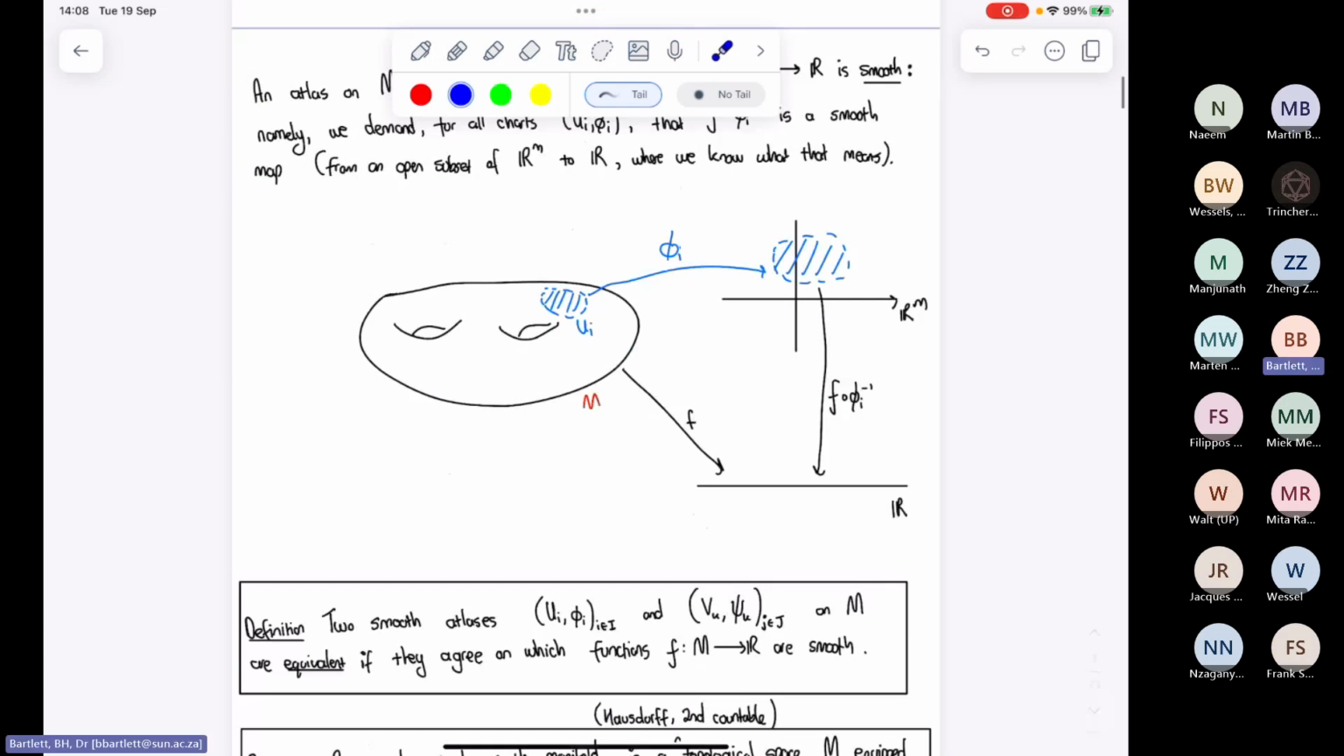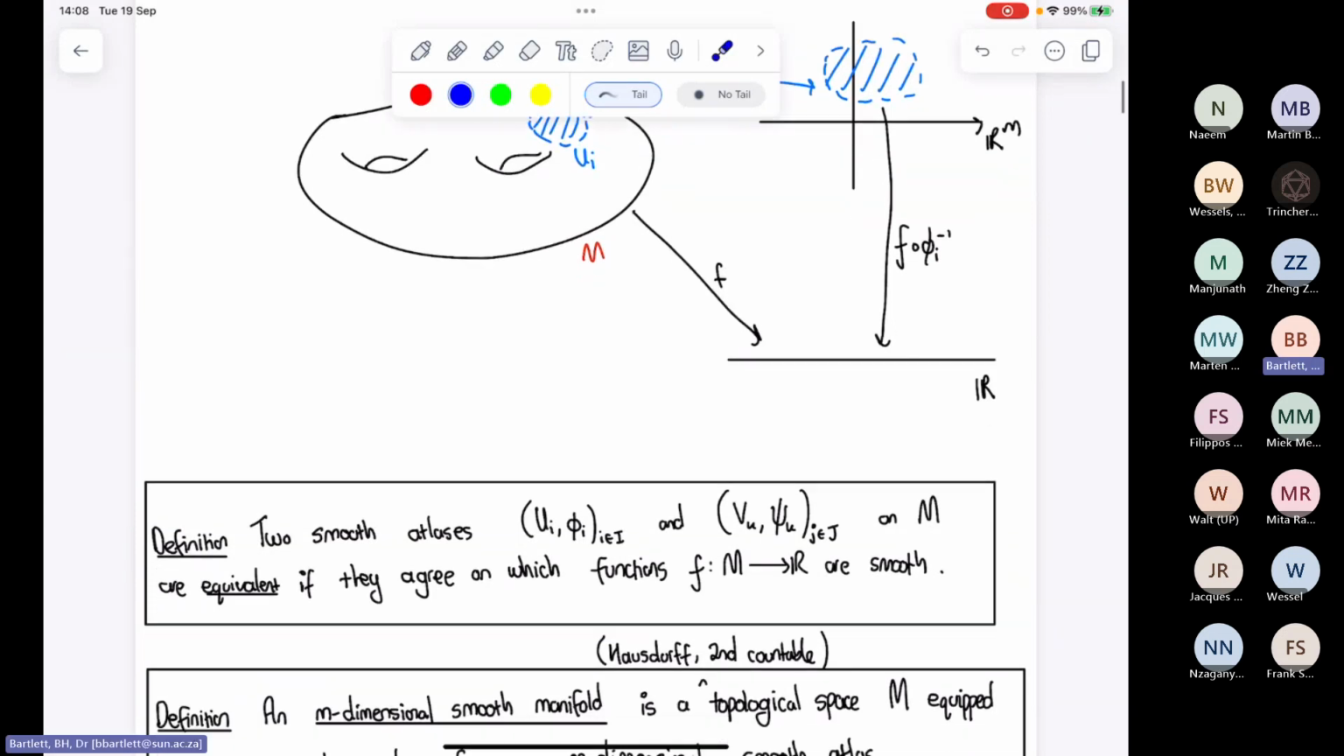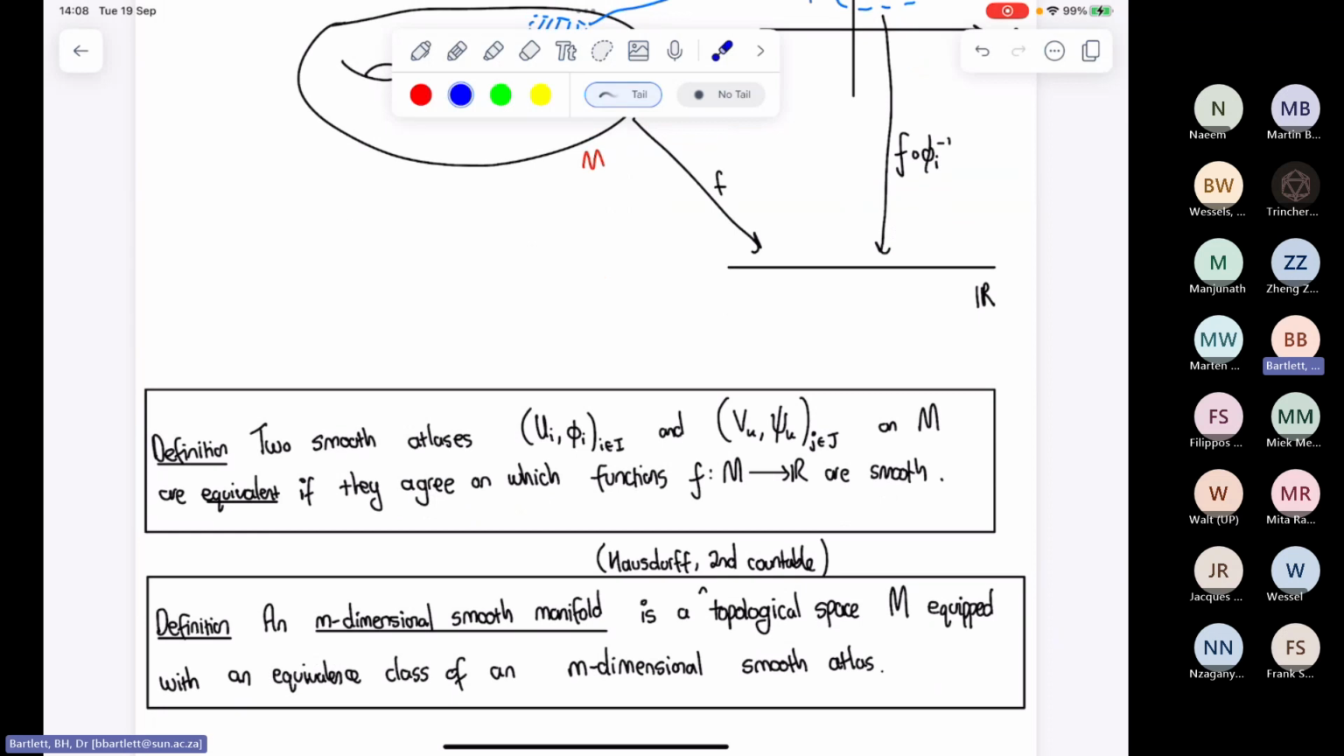And we define two smooth atlases on M to be equivalent if they agree on which functions are smooth. Okay. And then we define an m-dimensional smooth manifold to be a Hausdorff, second countable, and these are just technical provisos, topological space M equipped with an equivalence class of m-dimensional smooth atlases. That's the definition of a smooth manifold M.